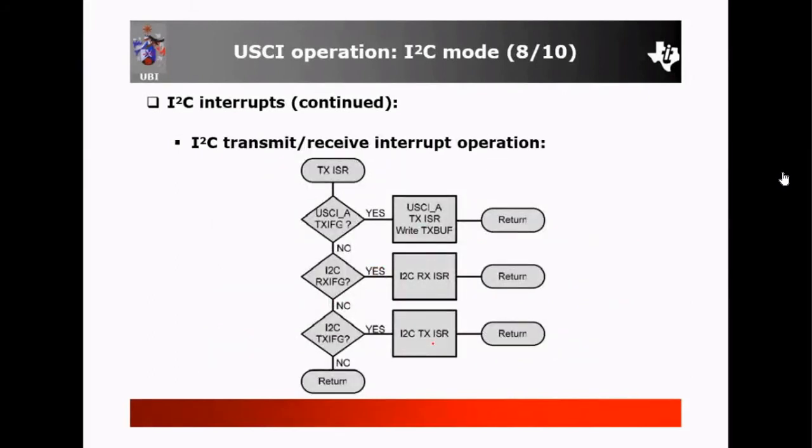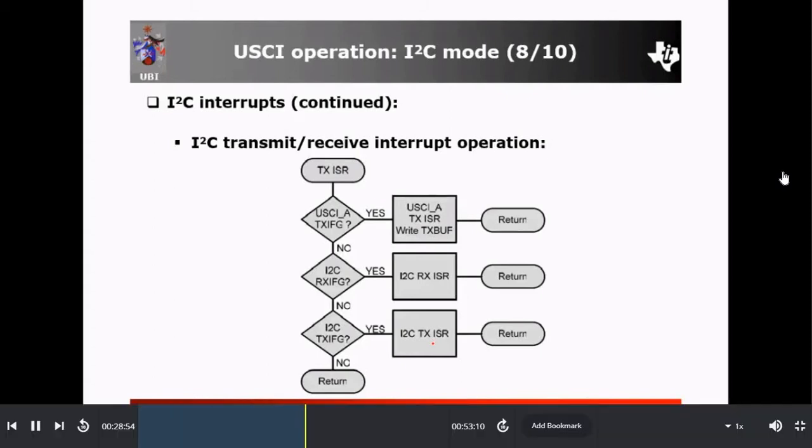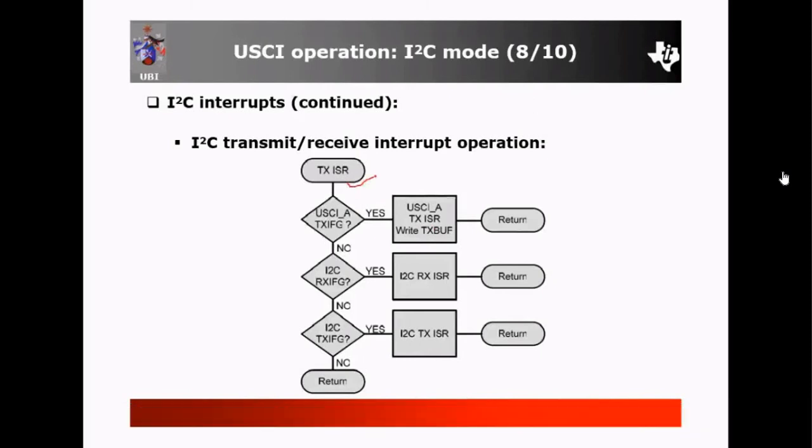Now you can see with the flow chart how the transmit or receive interrupt operation will occur. Now this is the transmitter interrupt service routine. When the interrupt service routine is executed at the transmitter end, what will happen? The UCSCI A block TXIFG flag is generated.